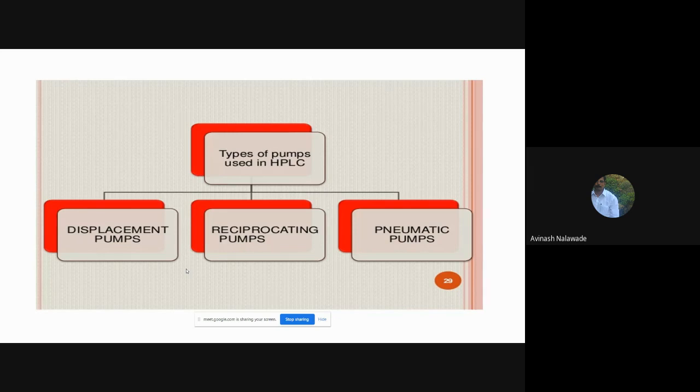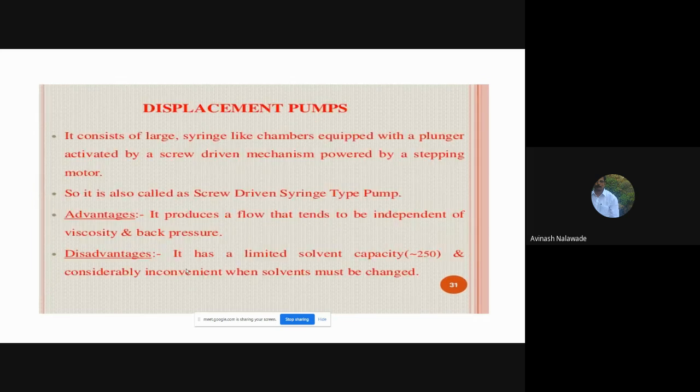So we are using these three types of pump, either displacement pump, reciprocating pump, or pneumatic pump.